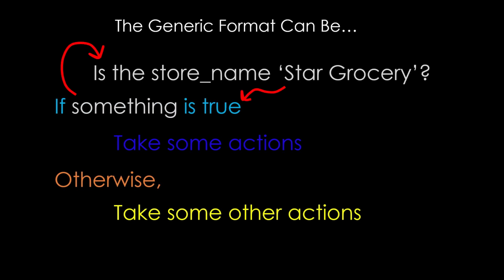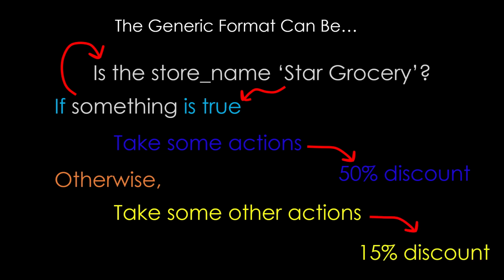First, let's see how this format matches our examples. Here, something can be the question: Is the store name Star Grocery? If the answer is true, then the action will be 50% discount. But if the answer is no, false, then we take other action such as 15% discount.